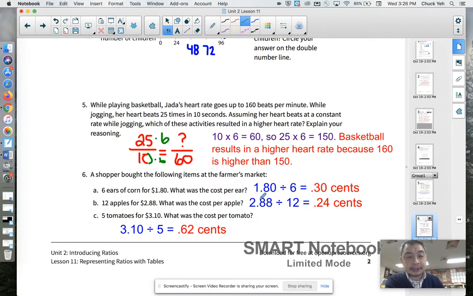And then number 6, all you're doing is dividing. $1.80 by 6 is 30 cents. $2.80 by 12 is 24. If you think the answer was $10, how is that possible? How can each ear of corn be $10 when 6 of them cost $1.80? All right. So just be aware that I know you want to get done with your homework and everything, but just make sure that the answer makes sense.